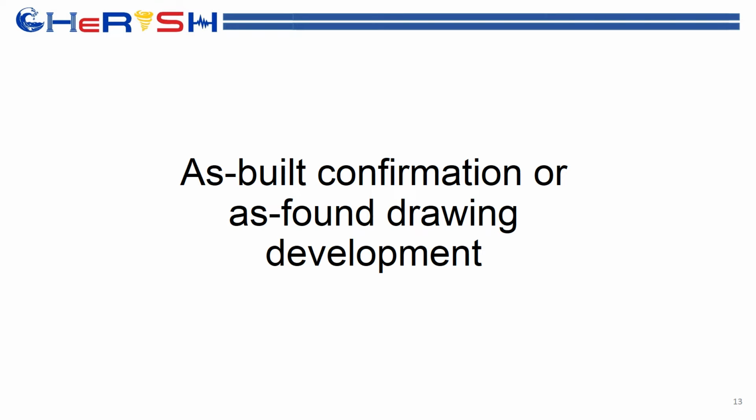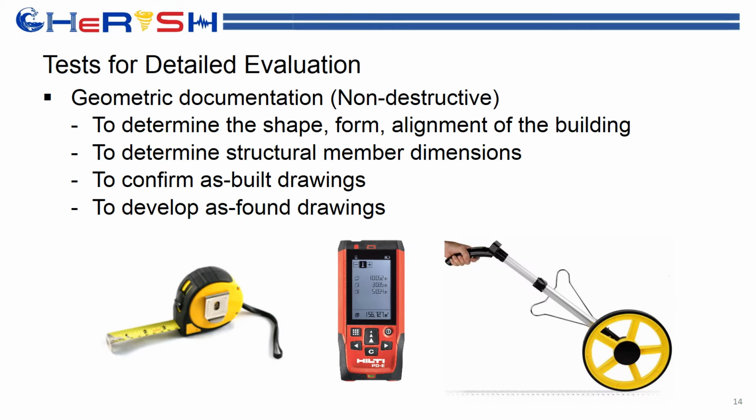Now let's focus on the development of what we call as-found drawing. This roller meter can also be used to measure distances. And from this information, we are now able to develop what we call as-found drawings. And these as-found drawings will now be the basis of the detailed structural evaluation that we will do.